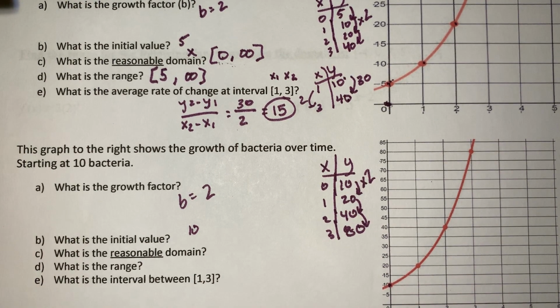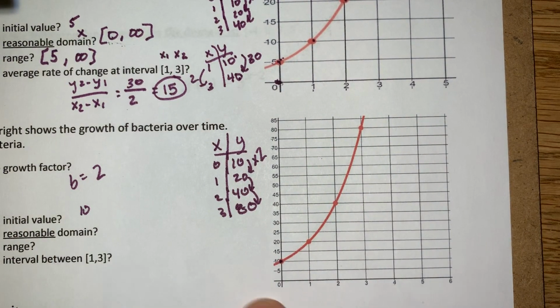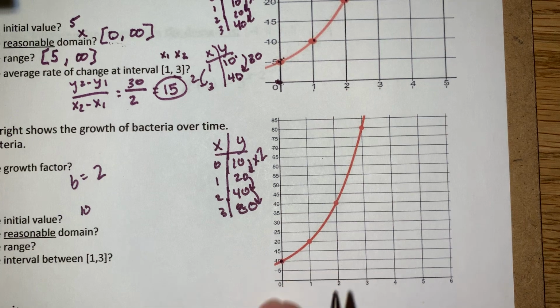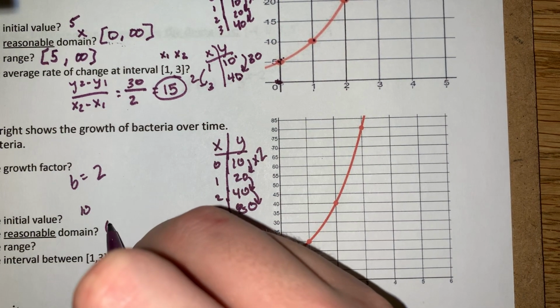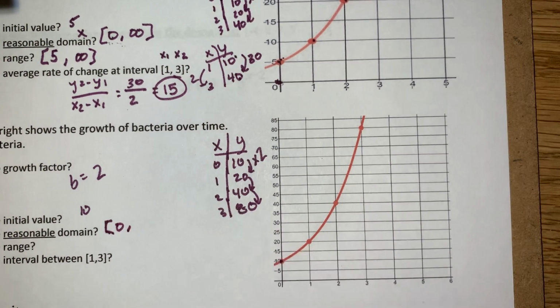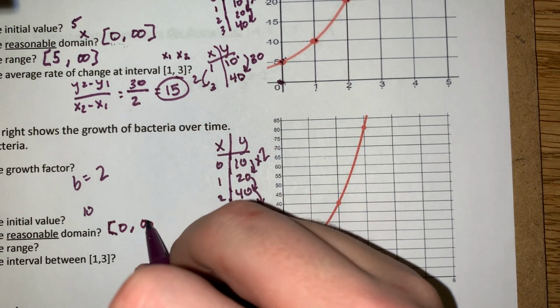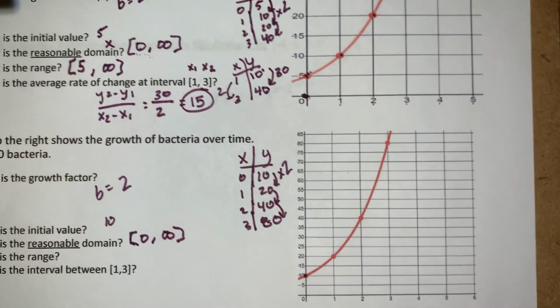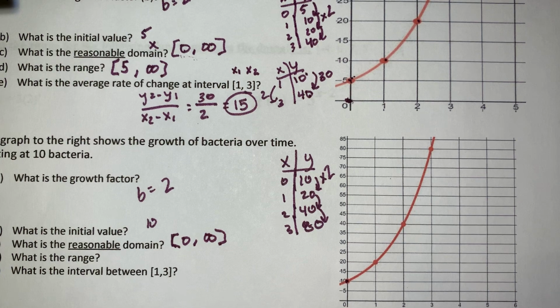The reasonable domain here, again, we're dealing with time. And on the x-axis, the domain is time. So we can't have a negative time. So the domain can be anywhere between 0 and time can go on forever, although we won't live to see it, but it can go on forever. So from 0 to infinity is the reasonable domain, because we can't have negative time. No one time travels as of yet.